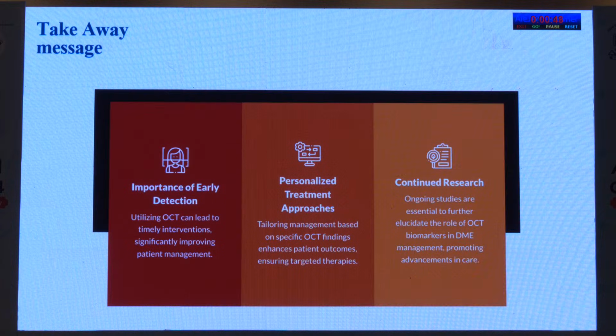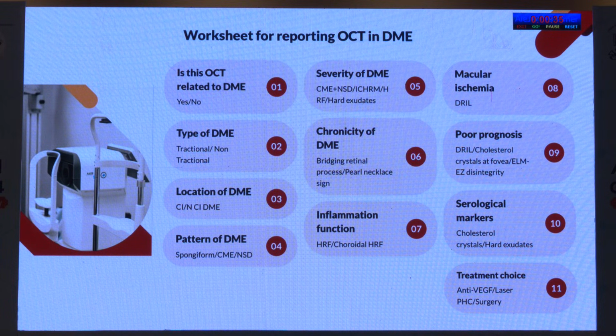My takeaway message is the importance of diagnosing the disease early, so you can treat in a timely manner, a personalized treatment approach on the basis of the chronicity and severity of DME, and then continued research. Especially for the residents and PG students who are sitting in the OPD with an OCT image in hand, what should be your worksheet?